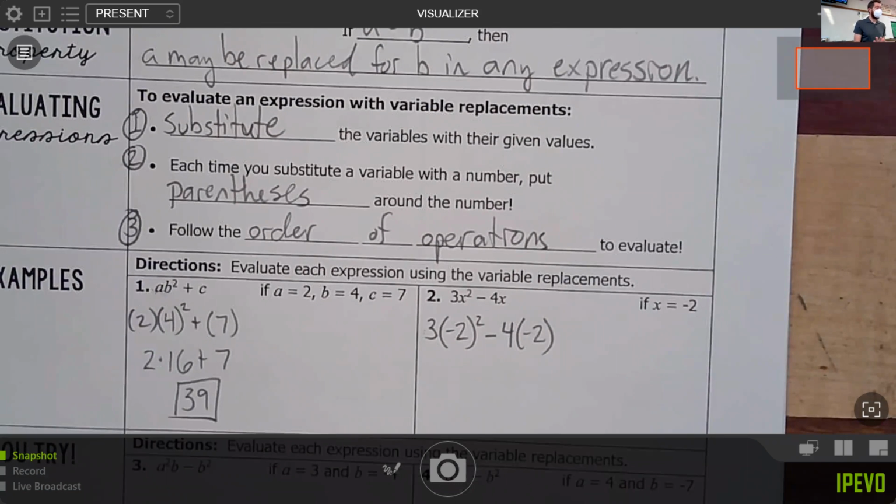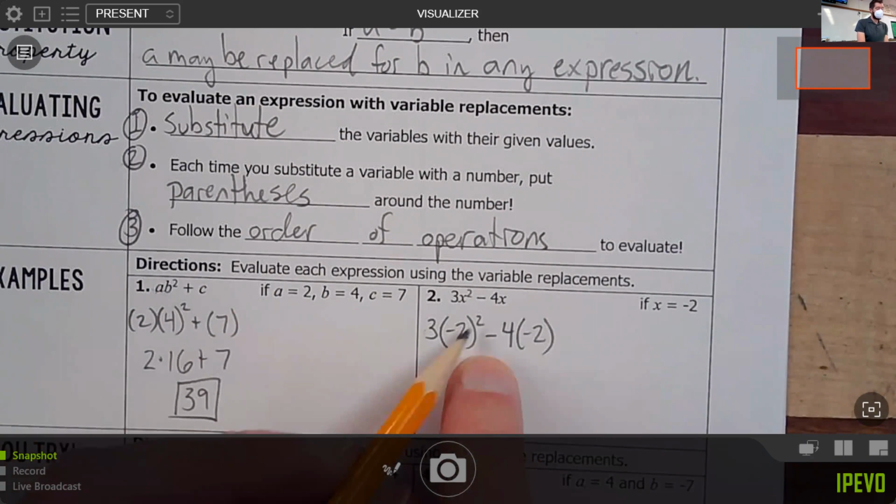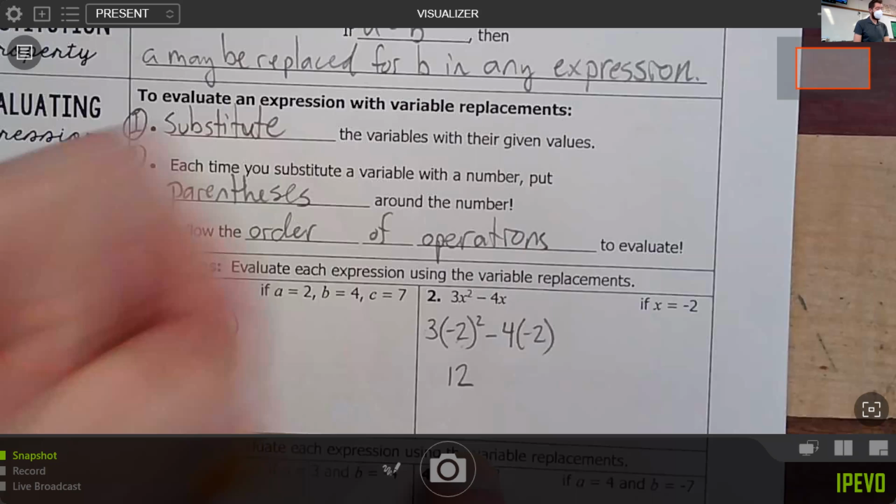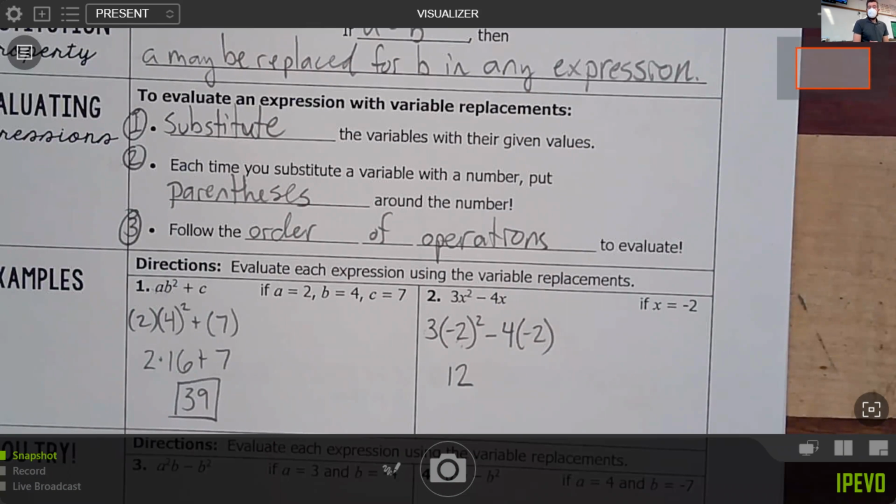Again, there's no groups here, because we're just isolating those values. So we're going to start with the exponent just like we did last time. Negative 2 squared is negative 2 times negative 2. What does that equal? Positive 4. Yeah, negative 2 times negative 2 is positive 4. Positive 4 times 3 is 12. 4 times 3 is 12.